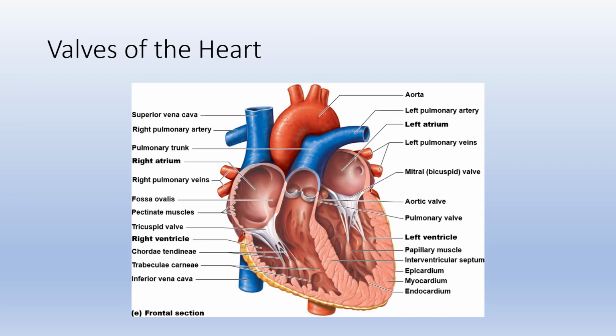Take a moment to see how those valves are anchored to the papillary muscles via the chordae tendineae. And lastly, identify the aortic and pulmonary semilunar valves, and note that they separate the ventricles from the vessels that they will eject blood into.